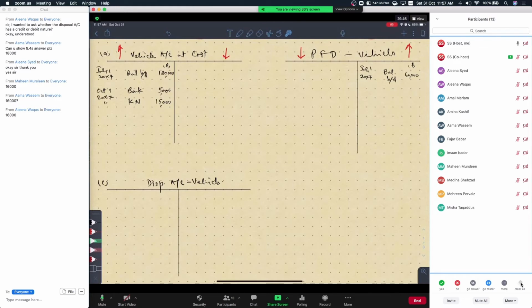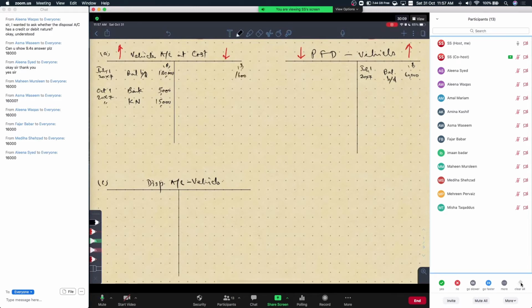Maheen says 16, Asma says 16,000, Alina Waqas 16,000, Fajr says 16,000. Any other ideas? Madiha 16,000, very good. Anyone else? That is the correct answer, very well. Alina Sayed 16,000, very well. Very well done, Alina. Okay, so $16,000 is what we need to subtract.